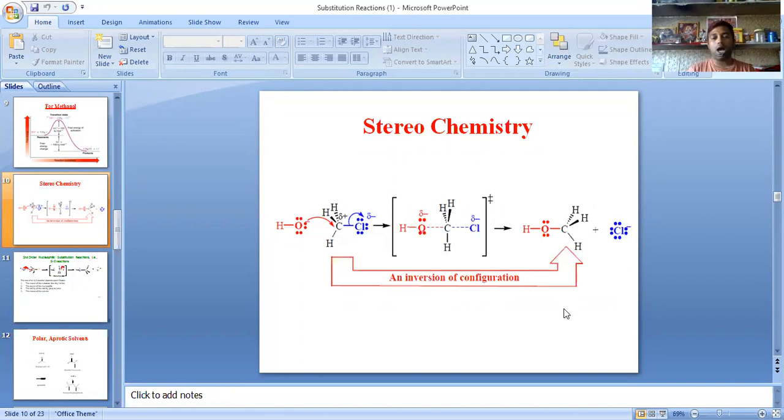If the substrate is R, the product will be S. If the substrate is S, the product will be R. So there is complete inversion of configuration. Remember this, this question may be asked. Explain the stereochemistry of SN2 reactions: in SN2 reactions, there is complete inversion of configuration. Understood?